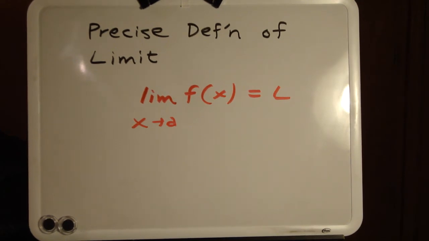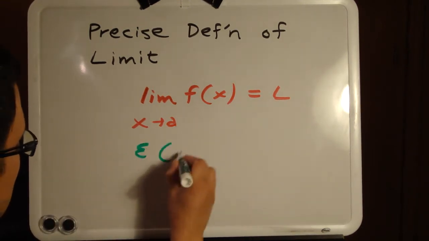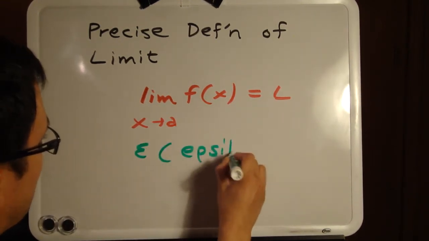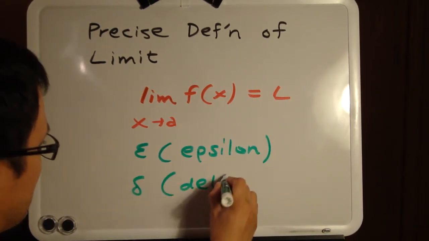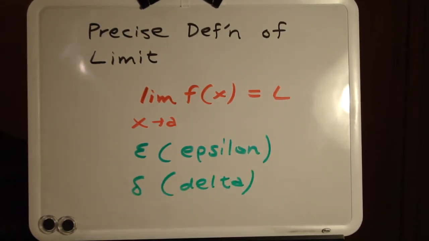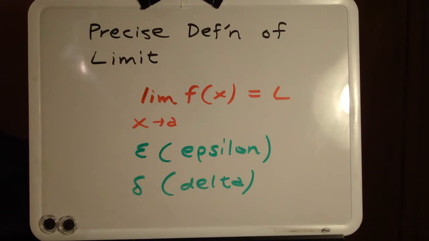So just as some background, because the definition is pretty challenging, we're going to use these notations here, epsilon, and also delta. So these are letters of the Greek alphabet. So we're going to use epsilon and delta to indicate very, very small positive numbers. So once we see that, we can start talking about the definition.